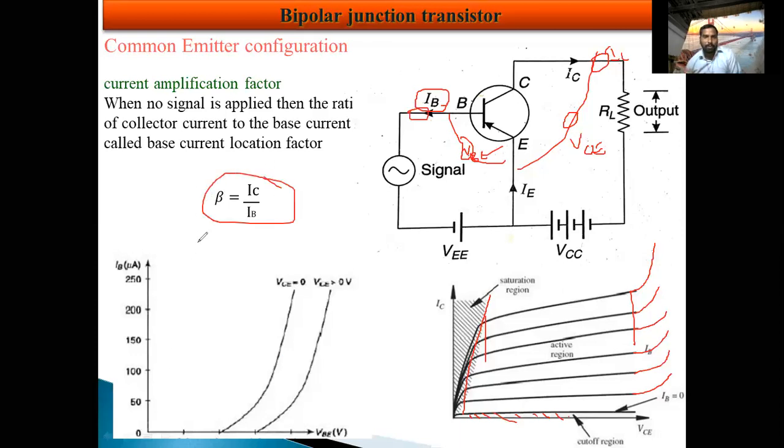Now for AC voltage, beta is equal to delta IC by delta IB. We call this the current amplification factor. The beta value of a commercial amplifier is from 20 to 500. Beta value is 20 to 500.